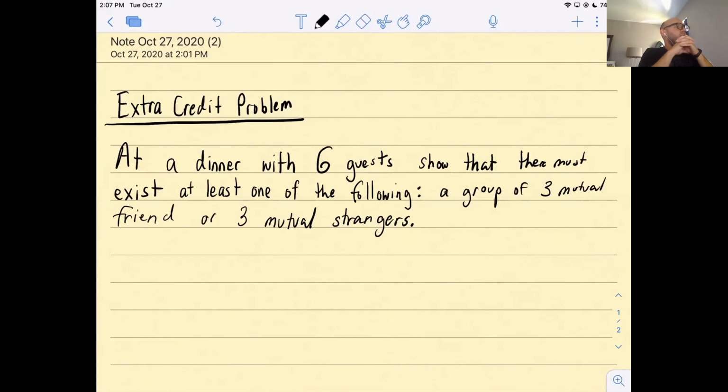Okay, so Gabby asked a good question. Are 3 mutual friends and 3 mutual strangers kind of like the same thing? That's a very good observation, that they kind of are. First of all, what's a mutual friend? 3 people are mutual friends. Is that clear to everyone what that means?